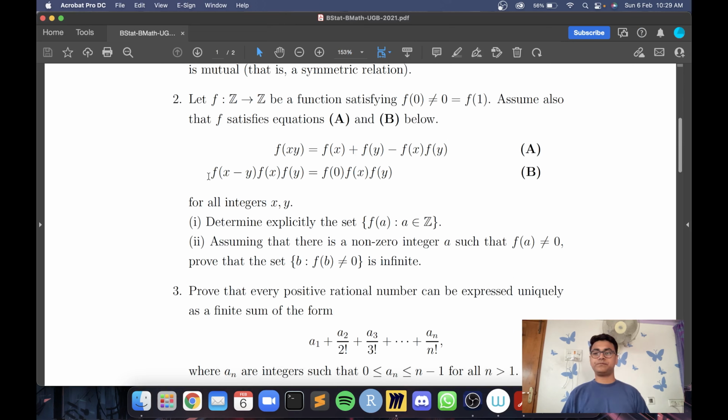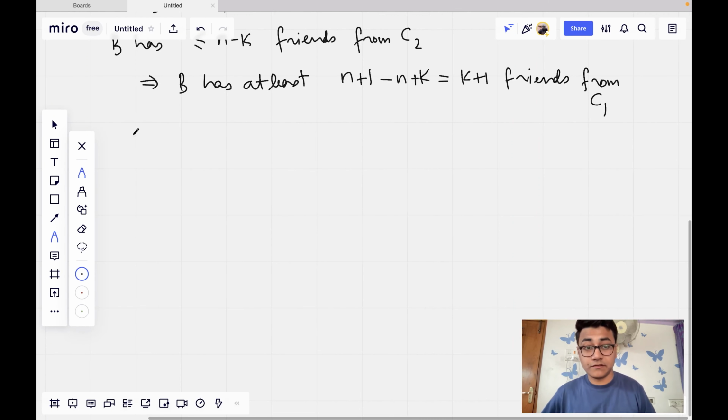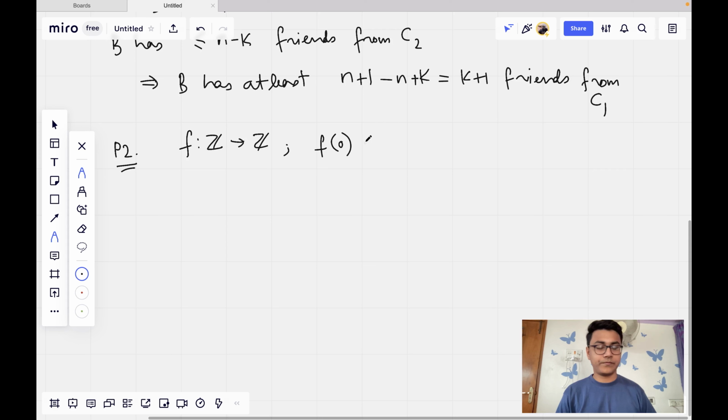Now we look at P2. P2 is a functional equation question. Here we are given an integer polynomial, and we are given some data about it. We'll write that down in a second. This was actually one of the easier questions. So we are given an integer polynomial, and the data we are given about it is f of 0 is not equal to 0, but f of 1 is equal to 0.